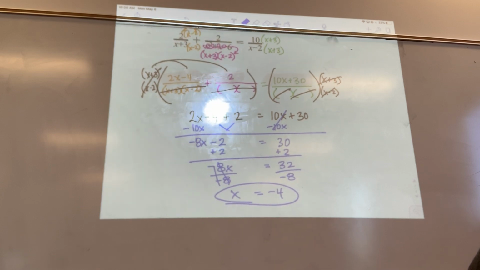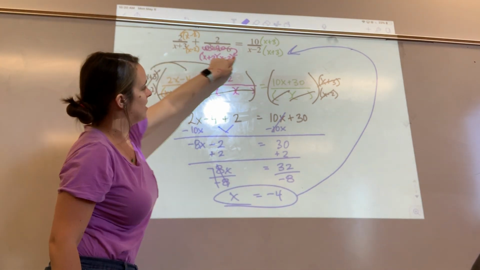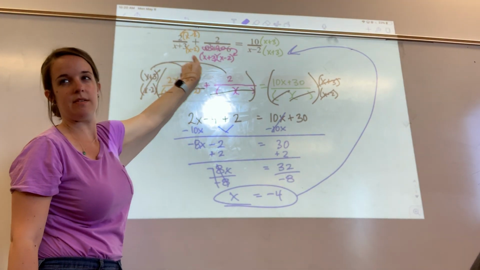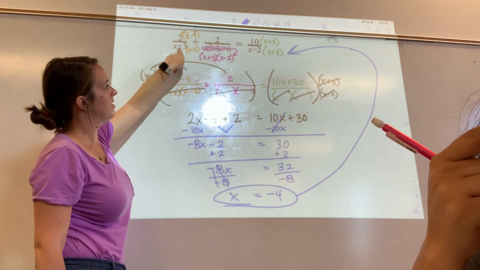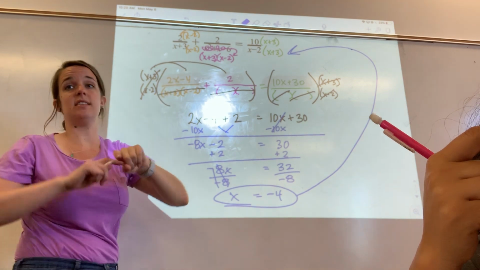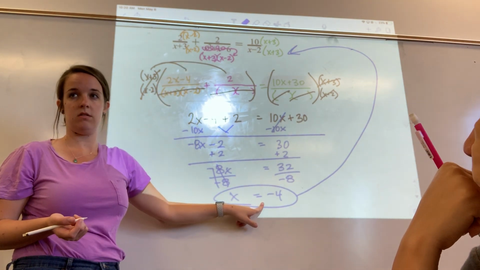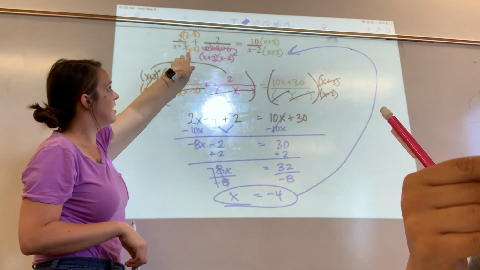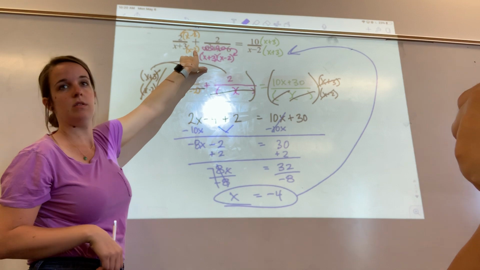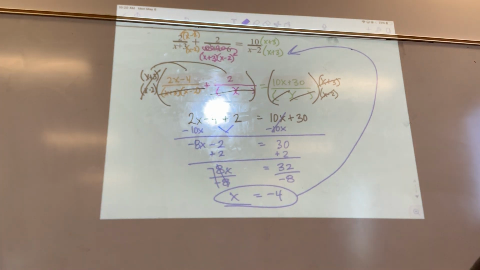I'm going to go back and just check. I'm going to go back to my original denominator. What was x not allowed to be up here? Negative 3 and positive 2. So x is not allowed to be negative 3 or positive 2. Is it allowed to be negative 4? Yeah. If I put negative 4 plus 3, that'd be negative 1. That's okay. Negative 4 minus 2 would be negative 6. That's okay. So both of those are fine.